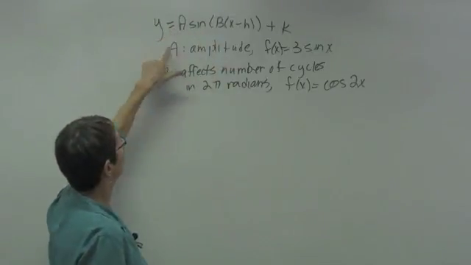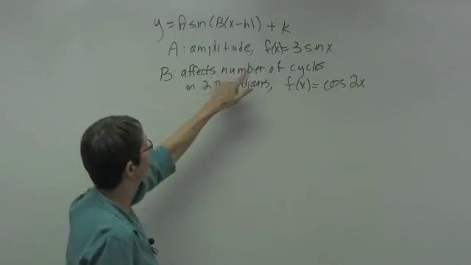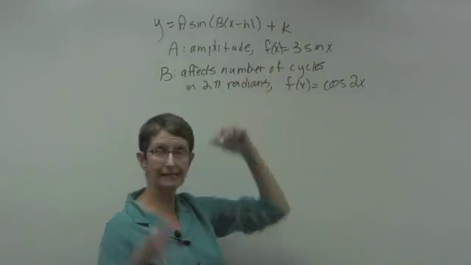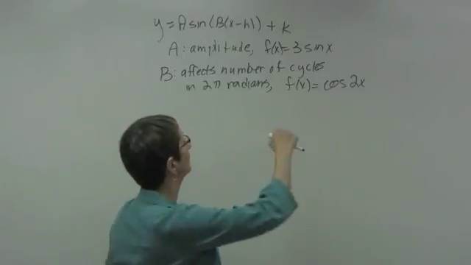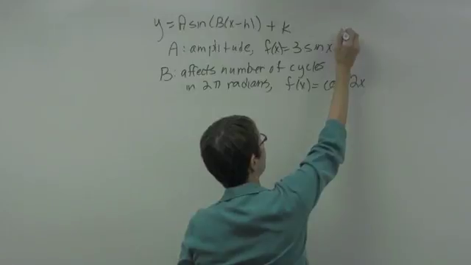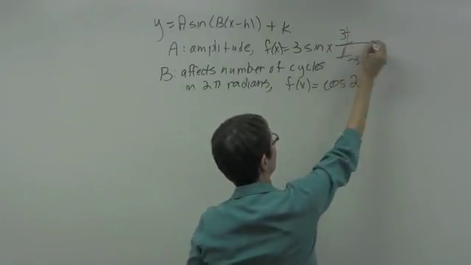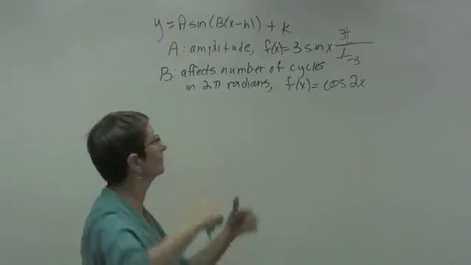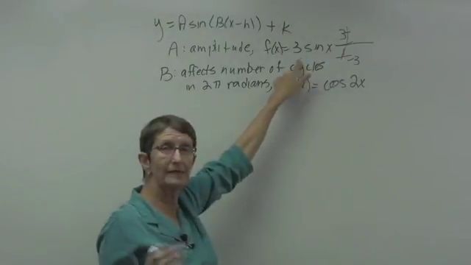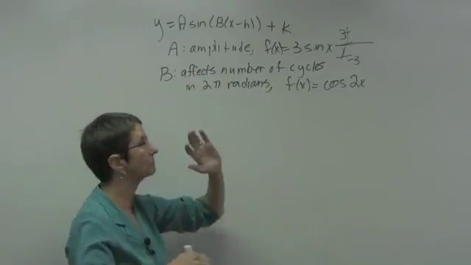The a in the front affects the amplitude. So instead of f of x equals sine x that goes between 1 and negative 1, f of x equals 3 sine x would go between 3 and negative 3. If that's my x-axis, it would bounce up and down between 3 and negative 3 because 3 in the front multiplies the height and depth.